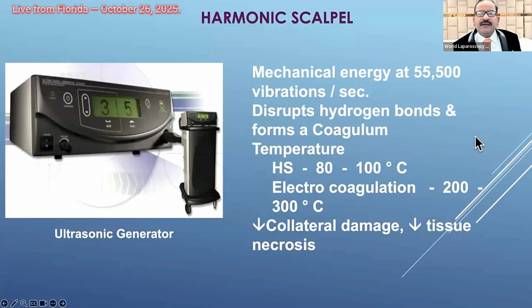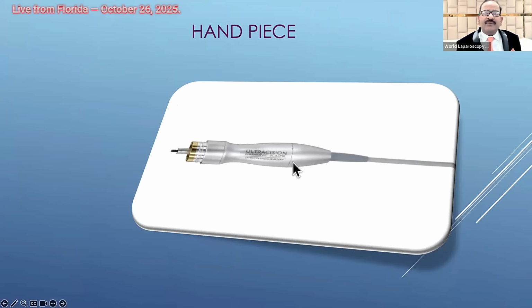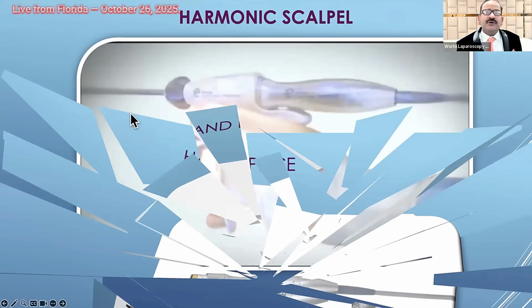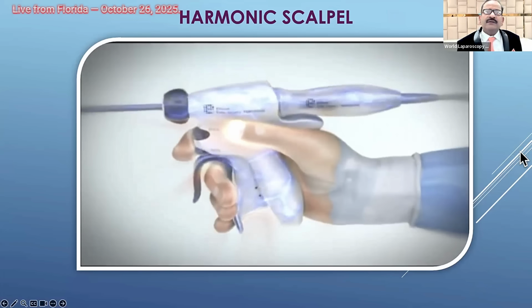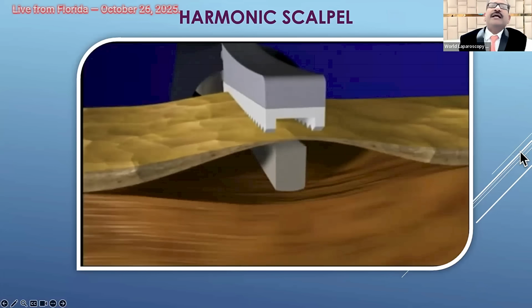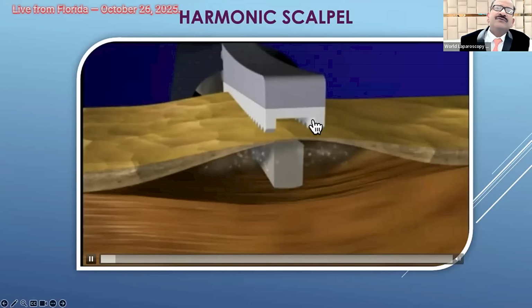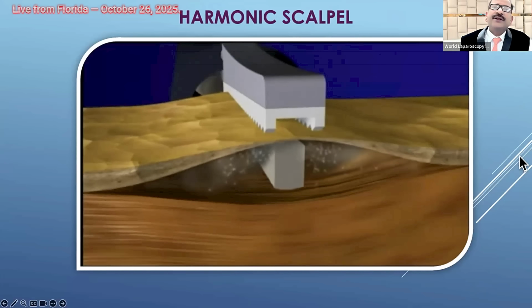So it is basically a mechanical energy. Harmonic is not an electrical energy. Of course electrical energy is inside the generator, but over the instrument you have the mechanical energy which is working. So it has less collateral damage and less tissue necrosis. This is the hand piece of the harmonic, which has a piezoelectric crystal to vibrate, and it is basically ultrasonic energy which works. In harmonic you have hand activation as well as foot activation. This is the Teflon jaw, which is the inactive jaw, and one jaw is the vibrating jaw.